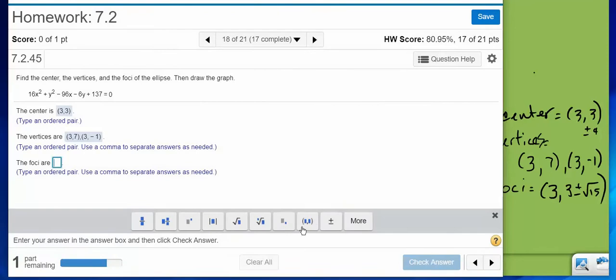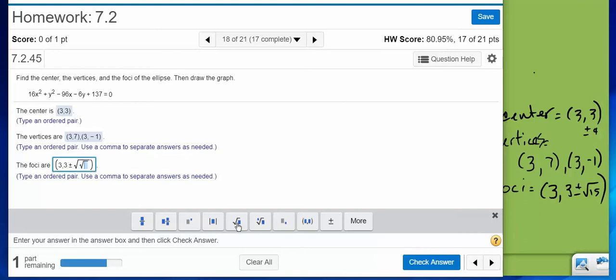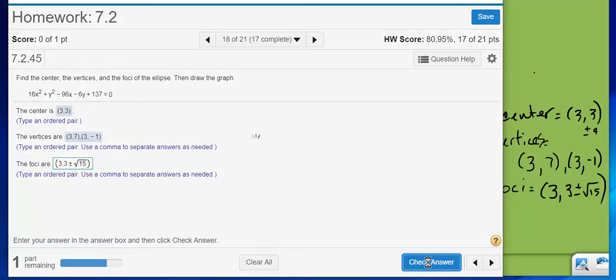Okay, and then so again, you start with the center. A squared minus b squared was 15, and then square root of that, square root of 15. So we're going to add and subtract square root of 15 to the y coordinate, since it has a vertical major axis. Right, so that's what you want to keep in mind.